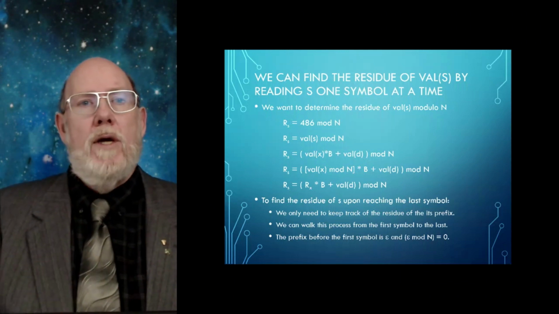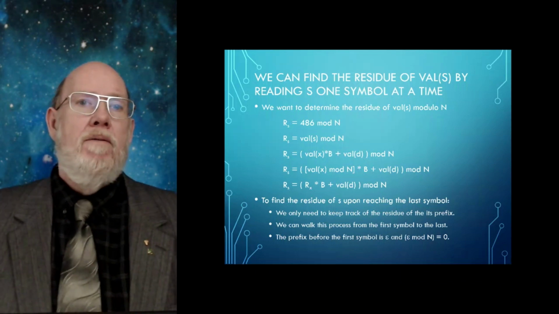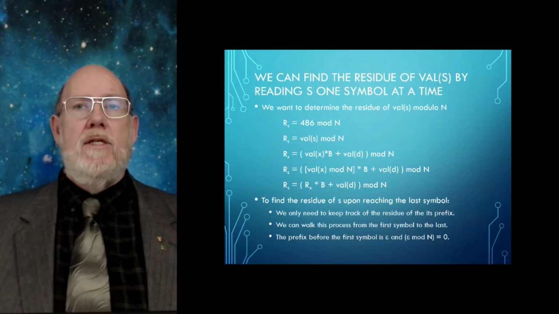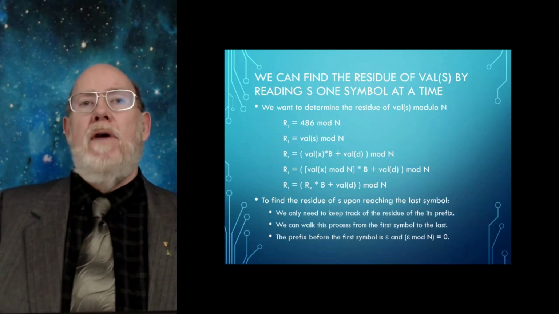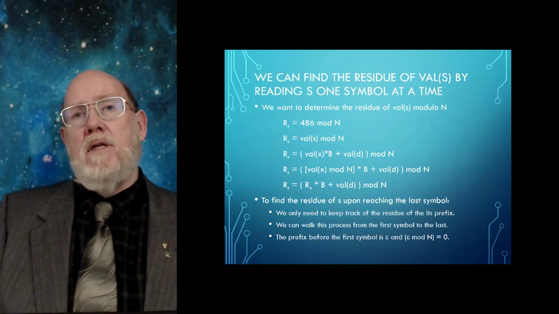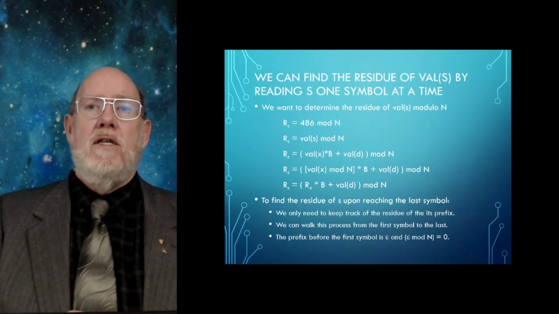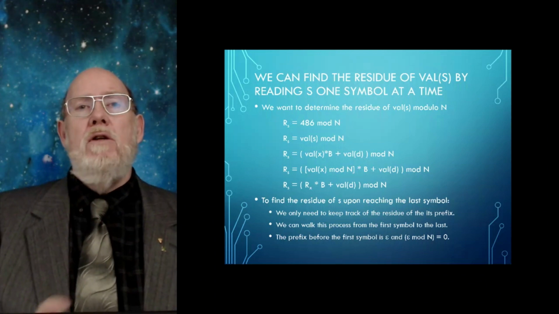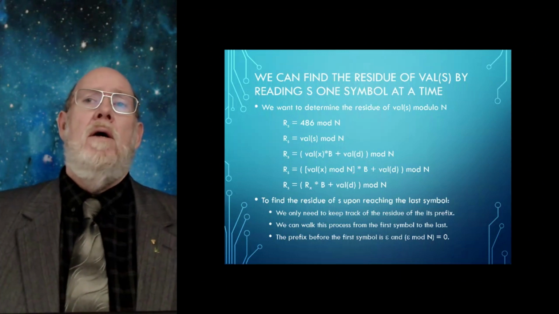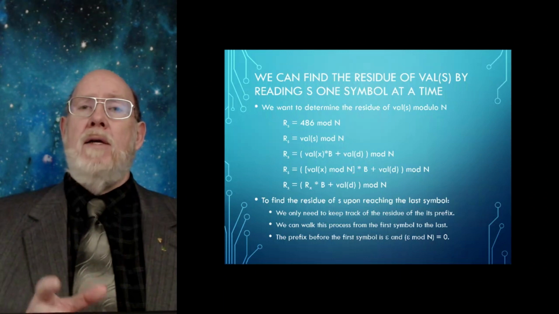Let's say that we want to find the residue of the value represented by string s, which we will indicate by the variable r sub s. If possible, we would like to be able to read the string s one symbol at a time and have the result available upon processing the final symbol. Using the string s from the prior slide, the value we want for r sub s when we are done is 486 reduced modulo n. We can use the relationships we've previously established to come up with the final equation shown here. Pause the video and take as much time as needed to satisfy yourself that each step is correct and makes sense.